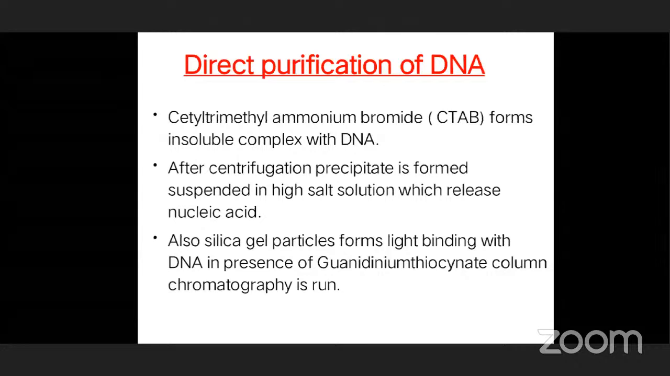Direct purification of the DNA. How to purify the DNA? Purified DNA is very important for several applications. See the long form of CTAB: cetyl trimethyl ammonium bromide. This chemical is used to form an insoluble complex with DNA, for purification purposes. After centrifugation, the precipitate is formed and suspended in high salt solution. That high salt solution contains the nucleic acid.